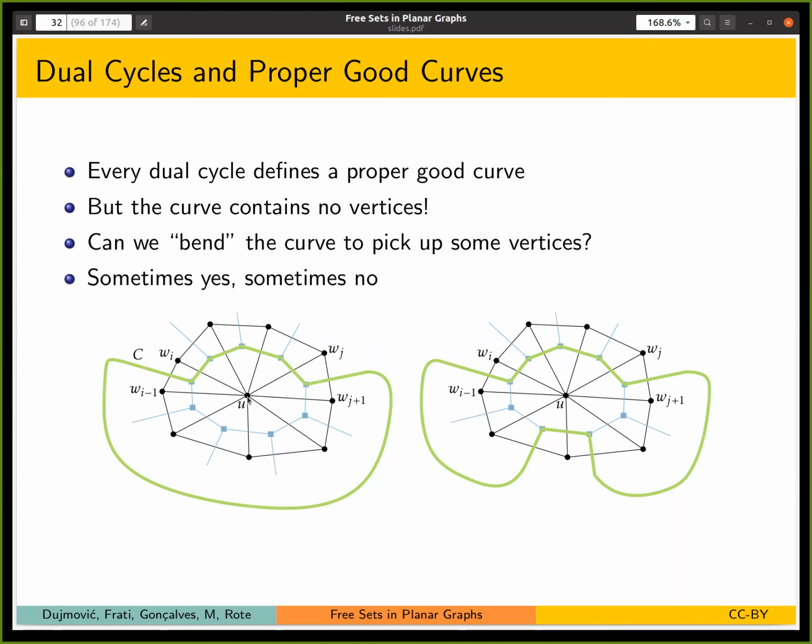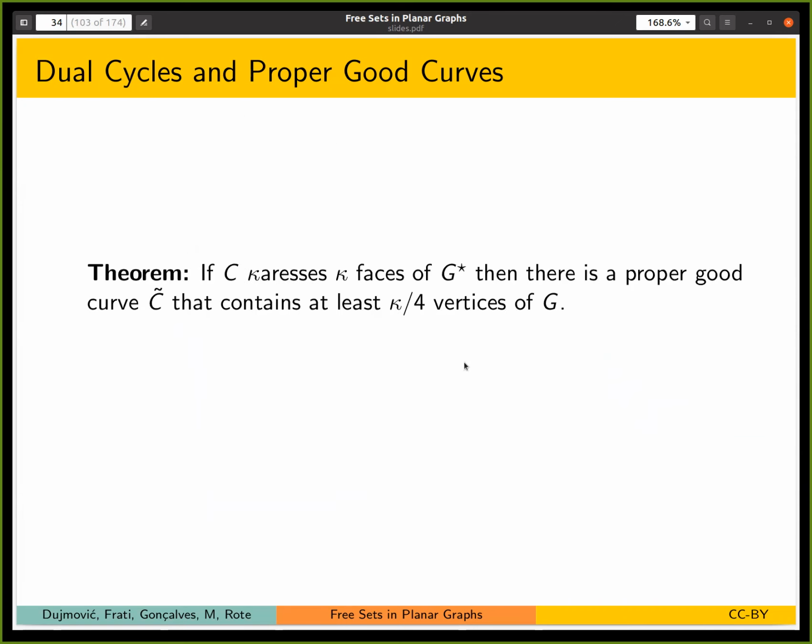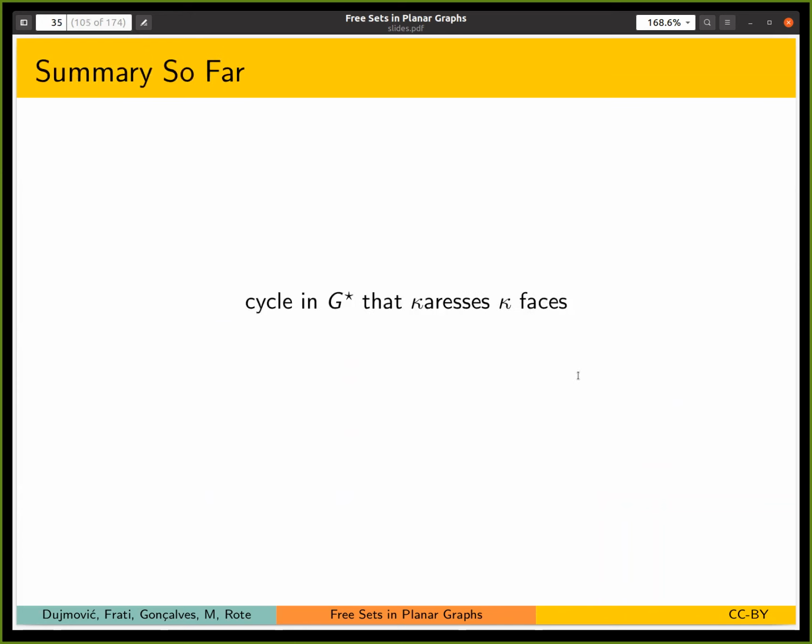The caressed faces, they're hopeful. I can do this once without any difficulty, just like I had done in this picture. The only thing to look out for is if I did this to two different caressed faces, I might pick up two vertices at the endpoints of the same edge, which would also be a problem. But it's enough then to take an independent set of caressed faces to avoid that, which is why you get kappa over 4 instead of kappa. Okay.